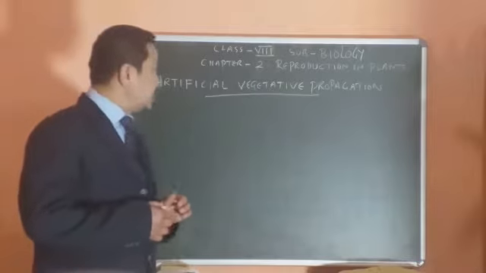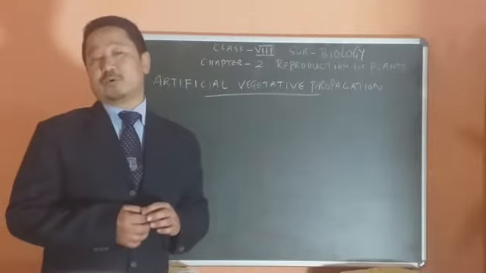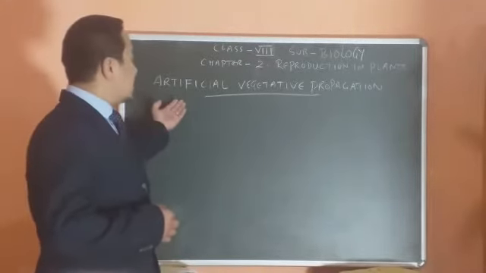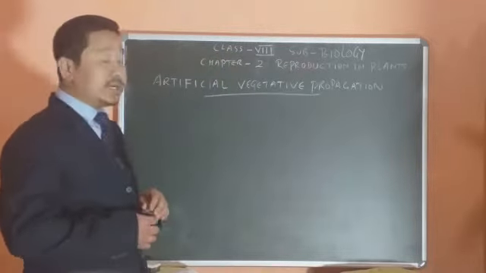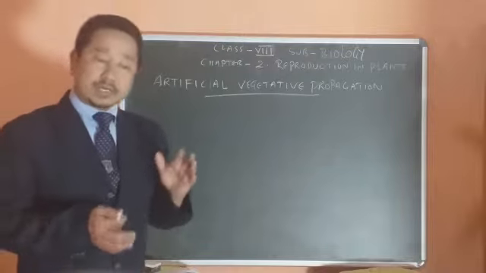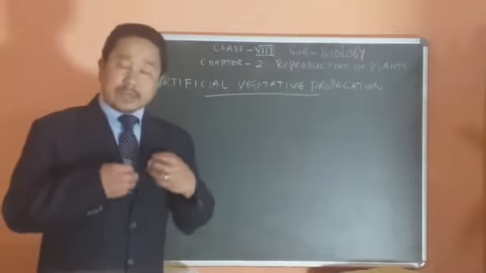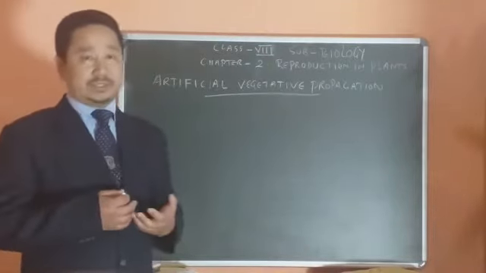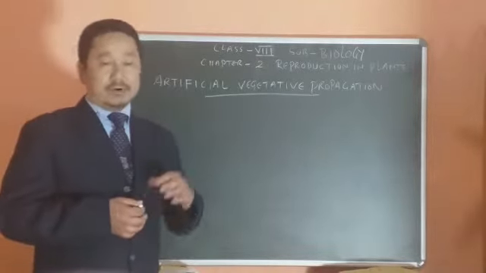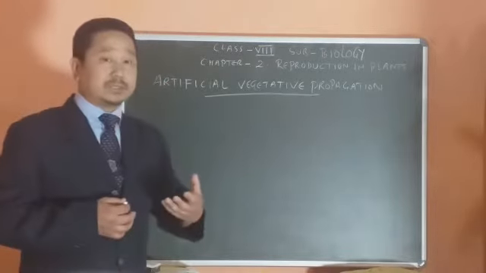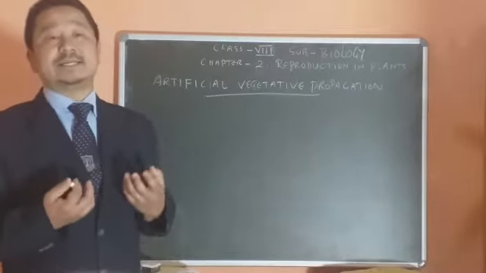Now we'll do the artificial vegetative propagation. All right, what will we do? Artificial vegetative propagation. So by the term itself, you'll be knowing what we are going to do today. Artificial means with intervention, with interference. We are going to propagate the plants as per our want, as per our desire.